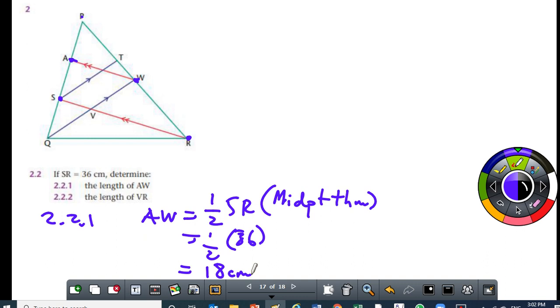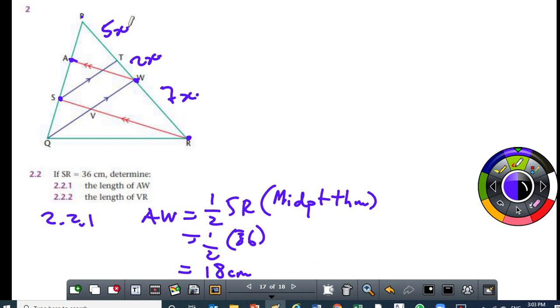Okay? Done. Then 2.2.2, the length of VR. That is VR. I need the length of that. Now, to get that length, remember, I got WR as 7x, and I got TW as 2x. My PT was 5x from the first diagram.